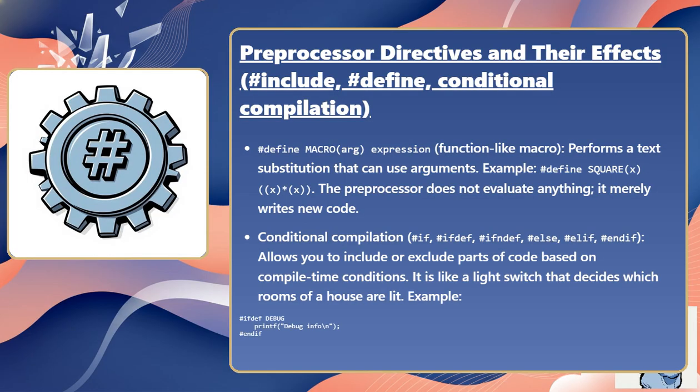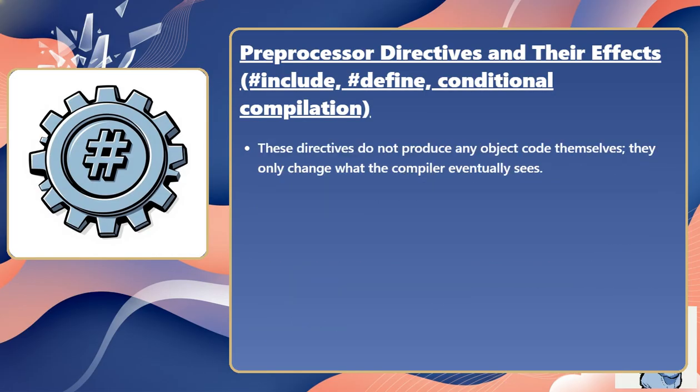Conditional compilation, #if, #ifdef, #ifndef, #else, #elif, #endif, allows you to include or exclude parts of code based on compile-time conditions. It is like a light switch that decides which rooms of a house are lit. Example, #ifdef DEBUG, newline, printf("debug info\n"); newline, #endif. These directives do not produce any object code themselves. They only change what the compiler eventually sees.